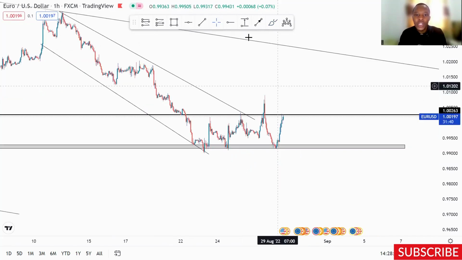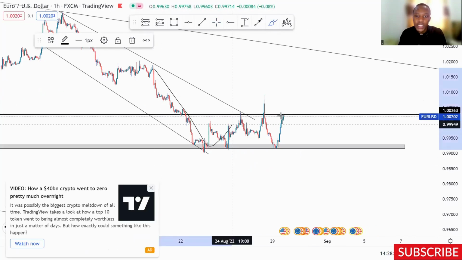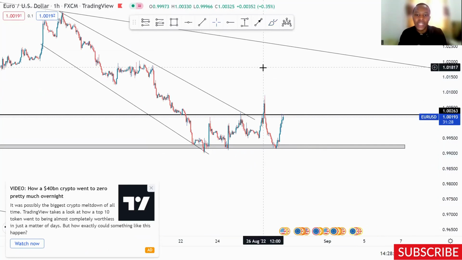But should that not happen, then if we're treating this as an impulse, because this is more like a consolidation, the market can still come back down, give us the retest, and continue going to the downside. But I must say that by the looks of things, the momentum is currently with the buyers.